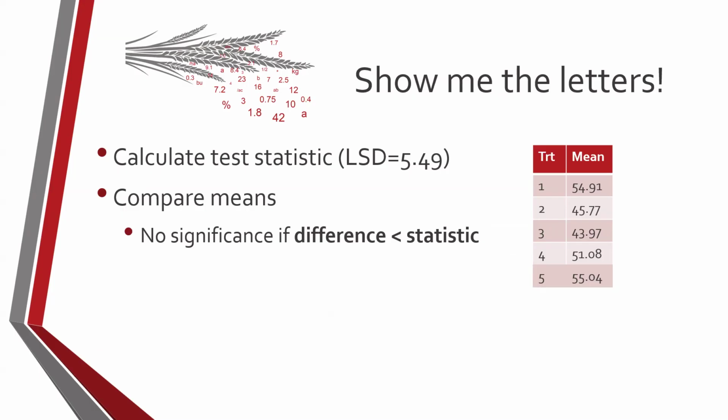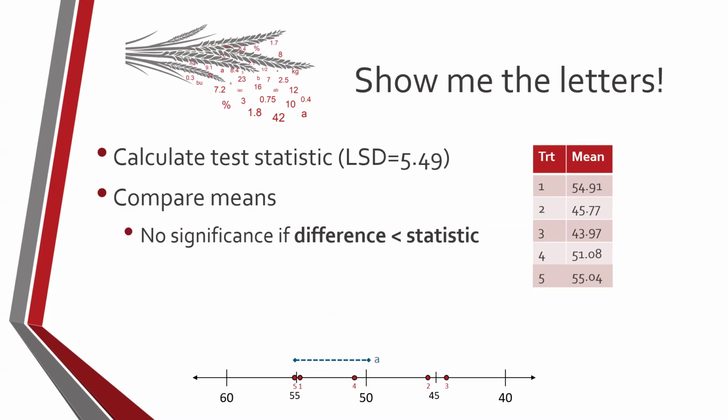So, trying to visualize this process, I'll use a number line. Really, that LSD value is going to create a range around each mean, and anything outside that range is significantly different, at least according to the test.